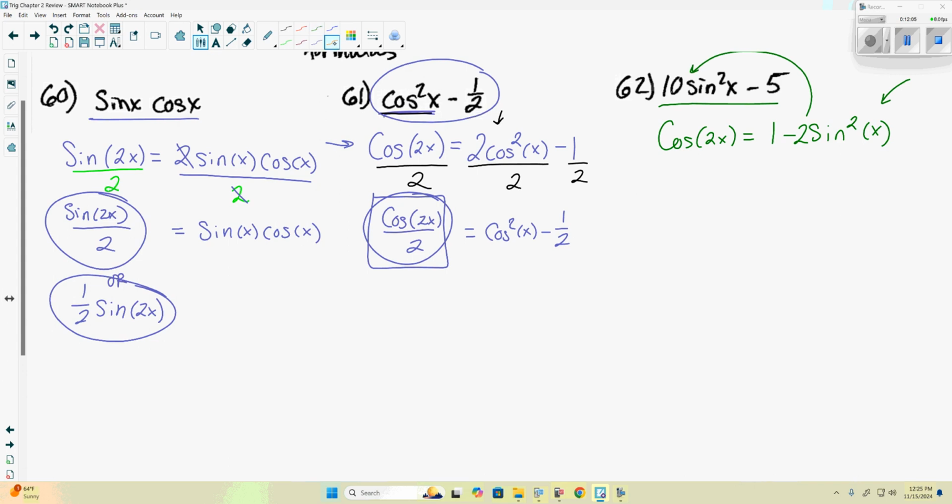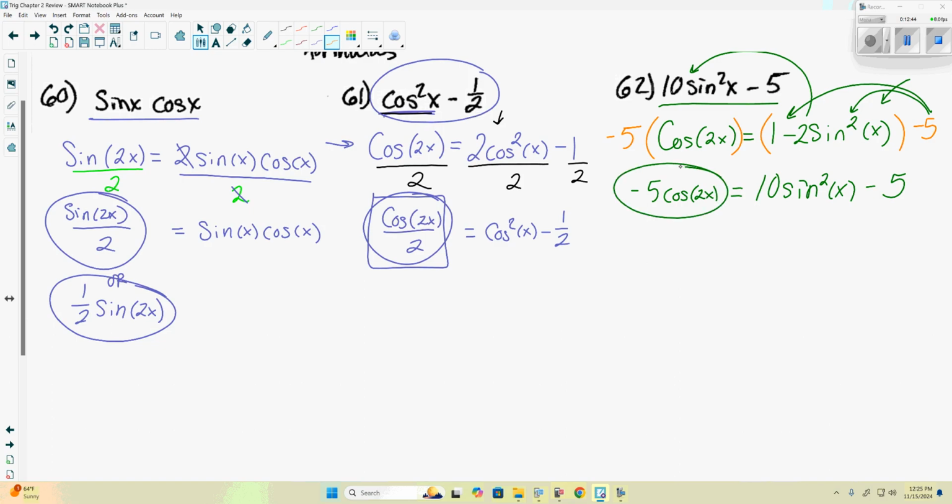Yeah. Because if I multiply this whole side by negative 5, let's see what we get. Negative 5 times negative 2 sine squared. Well, negative 5 times negative 2 is positive 10. We still have the sine squared of x. And negative 5 times positive 1 is negative 5. Does that now line up with what we started with? Well, yeah. And what we do to one side, we have to do to the other. So we'd have negative 5 cosine of 2x. And that's our answer, negative 5 cosine of 2x.